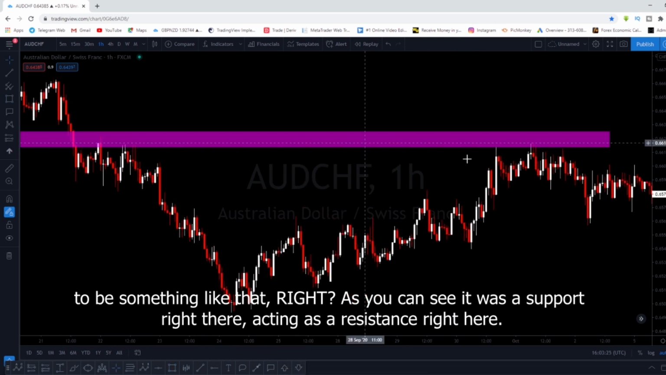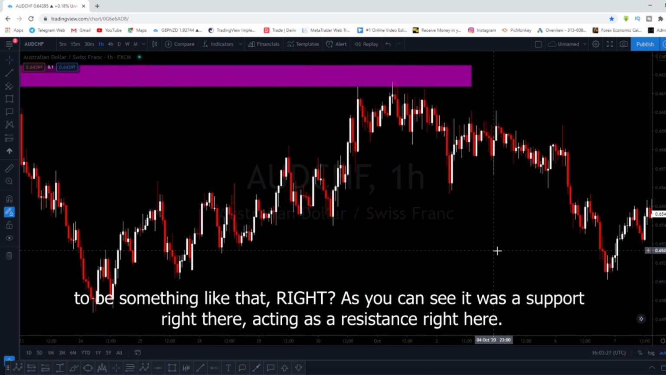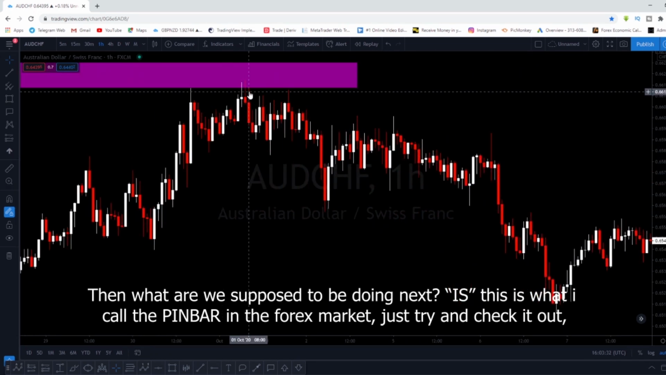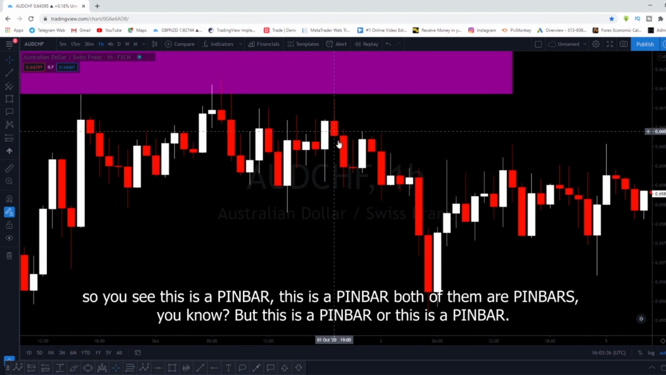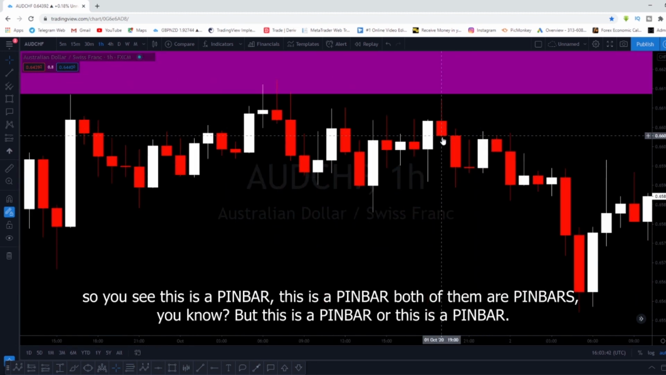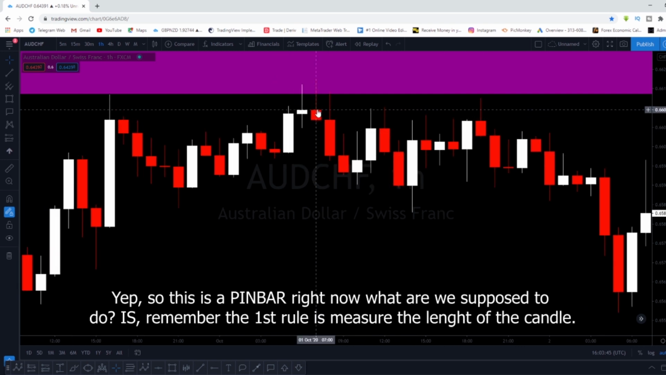So you can see it was a support right there, and it acted as a resistance right here. Then what we are supposed to do next is, this is what I call the pin bar. Just try and check it out. So you see, this is a pin bar, this is a pin bar. Both of them are pin bars. So this is a pin bar right now.